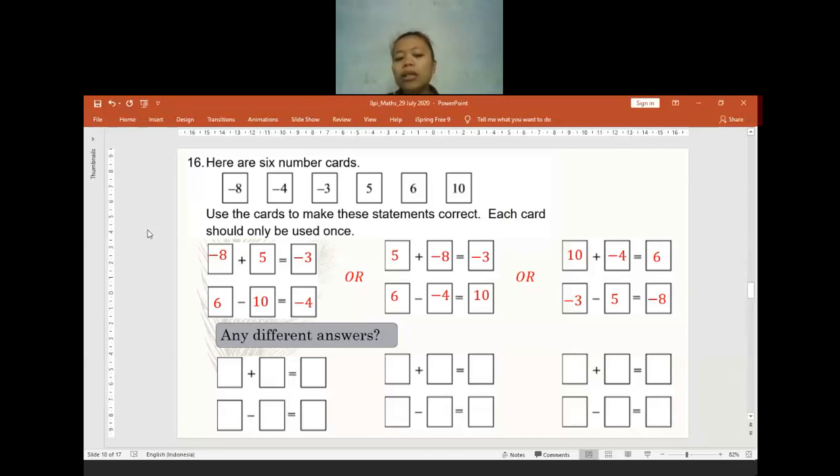You can tell me and then we can check, because in the question, use the cards to make the statement correct, each card should be only used once. So the card cannot be repeated. You have 2 minutes to make any other calculation as long as the answer is correct. Is there anyone having a different number, maybe other than my 3 possibilities? You can tell it to me. No?